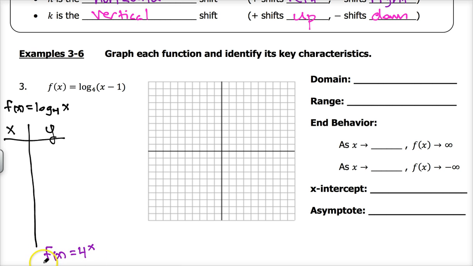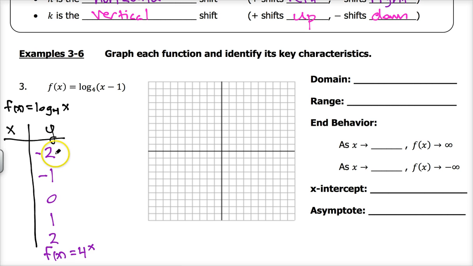And if we were doing a t-chart for 4 to the x, let's think about how we would set up our x values. So we would choose 0 for the middle, and then -2, -1, 1, and 2. So that's what I'm going to choose for my y values here. Okay, so I'm just going to do this t-chart backwards from what we normally do because, again, a logarithmic is flipped from an exponential. So here's -2, -1, 0, 1, and 2.